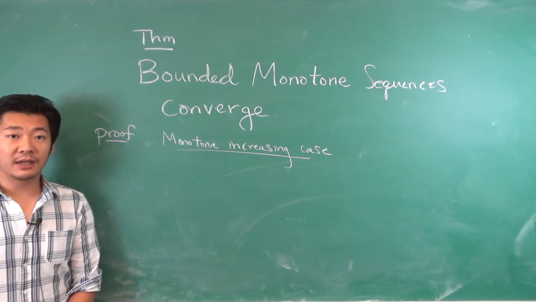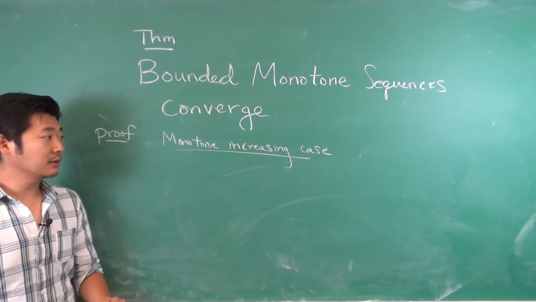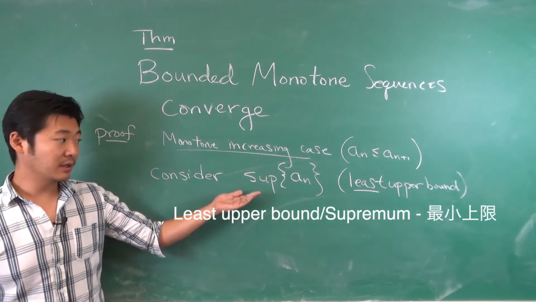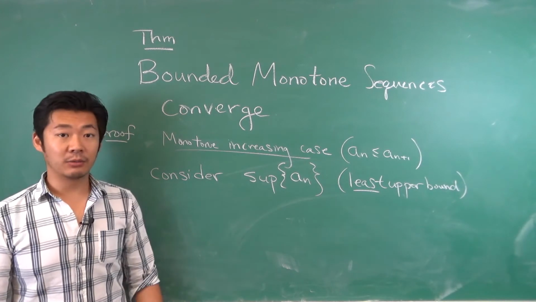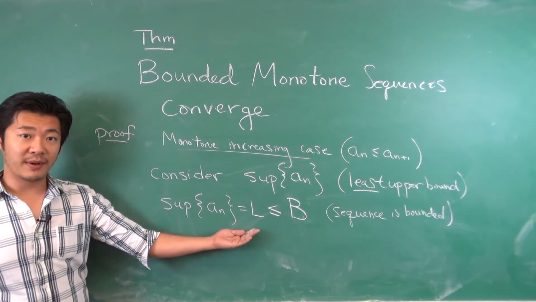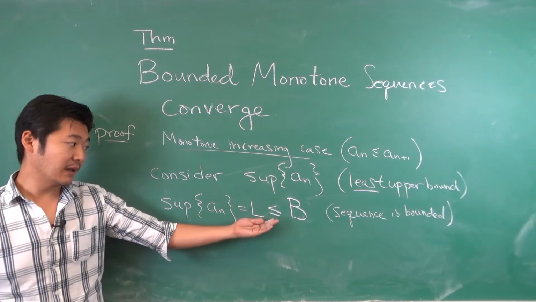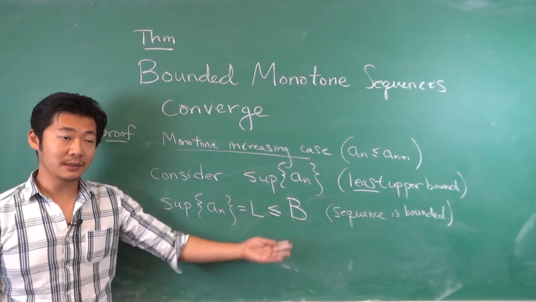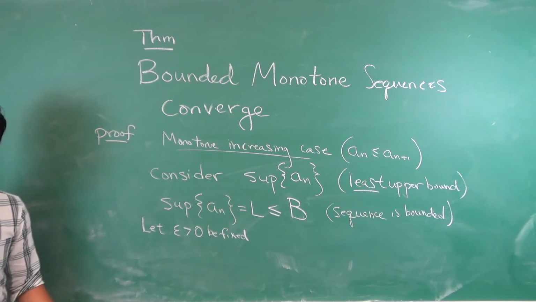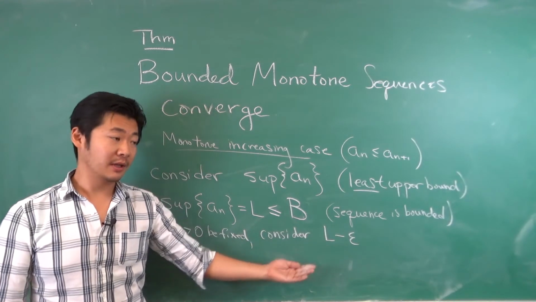Let's first prove the case for monotone increasing sequences. We want to consider the least upper bound, or the supremum, of the sequence a_n. We know this exists because the sequence is bounded. So let's call our least upper bound L, which is bounded above by the upper bound, B. Then fix some epsilon greater than 0. Then consider L minus epsilon.